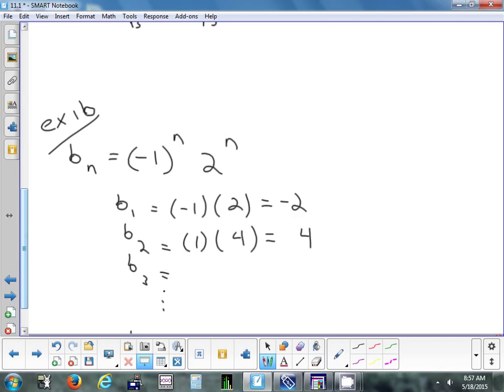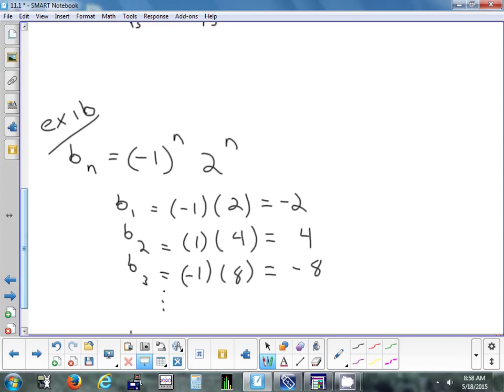Okay, Tahina, how about my third term? Walk me through it. How would I find the third term? Negative 1. Because you're going to raise it to the third power. You get negative 1. And then 2 to the third power is 8. So what does that come out to? Good, negative 8.